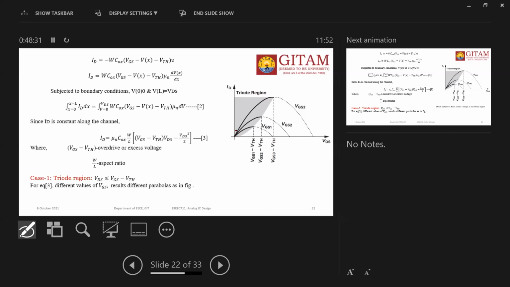If it were linear, you could draw it like this. This is only linear up to this portion. The remaining portion is not linear. The triode region is nothing but the linear region, so it is linear only initially; up to the maximum value it is not linear. If you want to treat the parabola as linear, take only some initial portion.